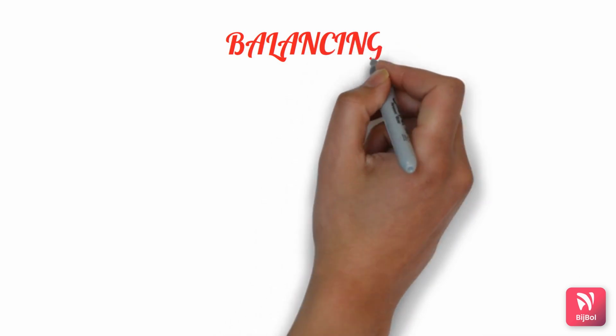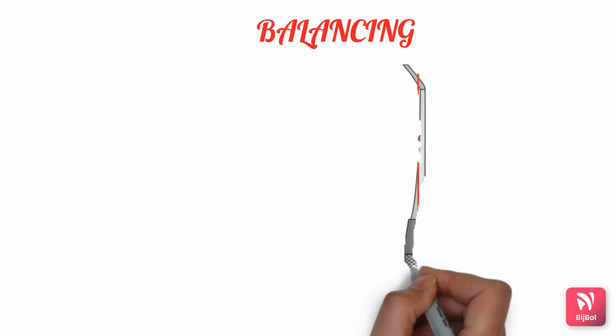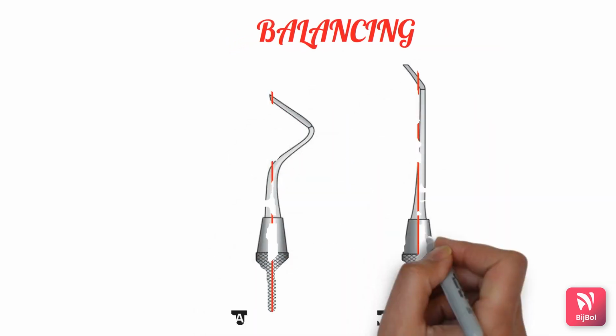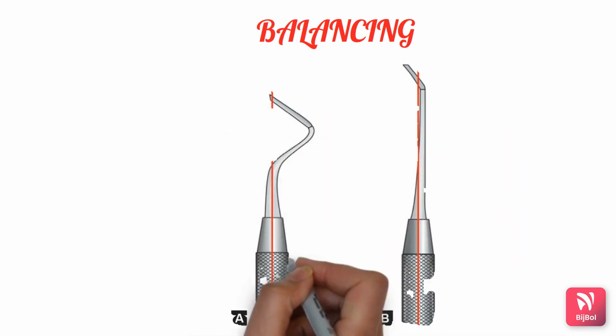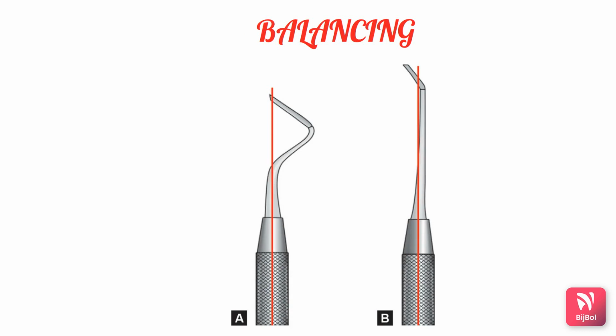Next is the balancing. Balancing is that in order to cut the hard enamel and dentin using a hand instrument, much force has to be generated at the tip of the instrument. At the same time, the instrument should not rotate while it is in use. So this can be achieved by balancing, that is, by providing angles in the shank of the instrument. This principle of instrument design is also called contra-angling, so that it gives better access and a clear view of the operating site.